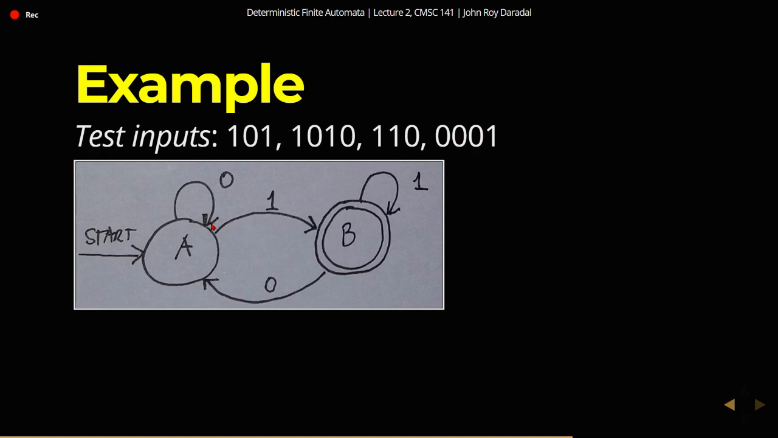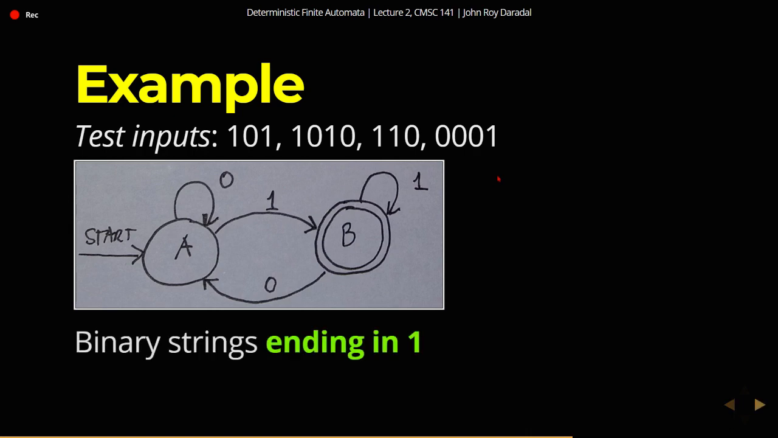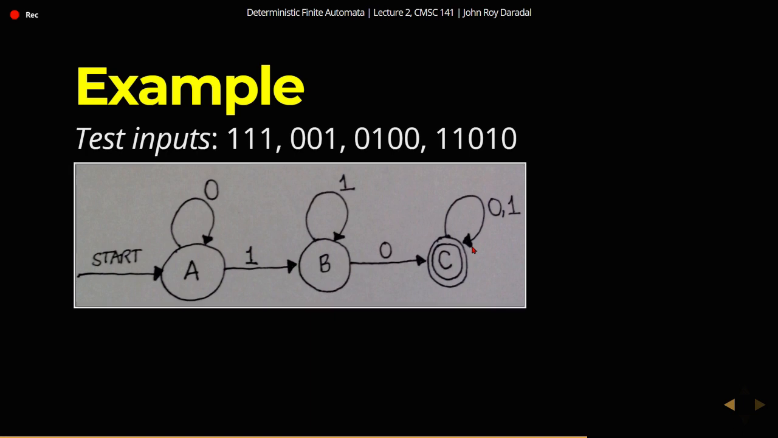How about the last one? 0, 0, 1. So 0, 0, 0 still stays in A. And then the final 1 transition goes to B. So it's accepted. If you recall, this is the set of binary strings that ends in 1. So you'll notice that only 101 and 001 were accepted because those are the strings that end in 1, right? So let's see one more example.